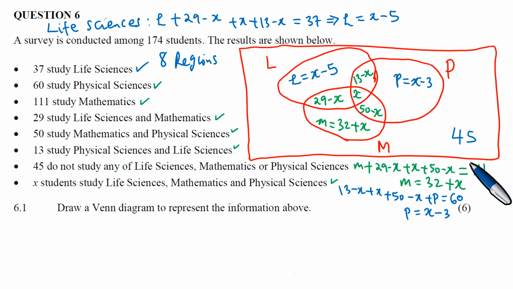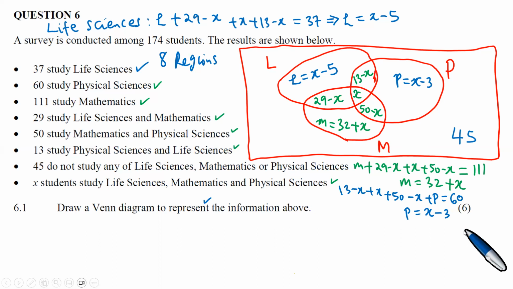1, 2, 3, 4, 5, 6, 7, 8. Yes, all the regions have been filled up. And therefore, the question was: draw a Venn diagram to represent the information above. We have drawn the Venn diagram. We have represented the information above. And we get the full marks, 6, there.